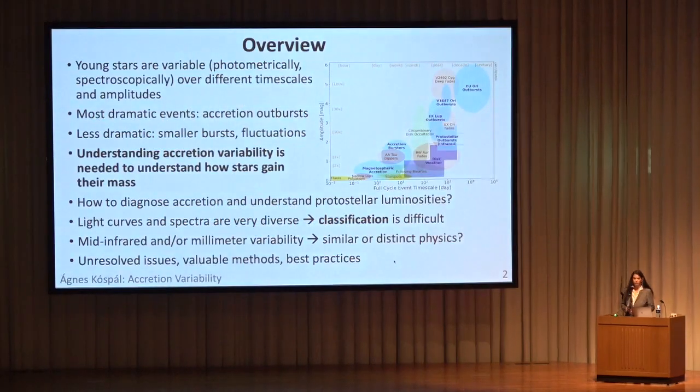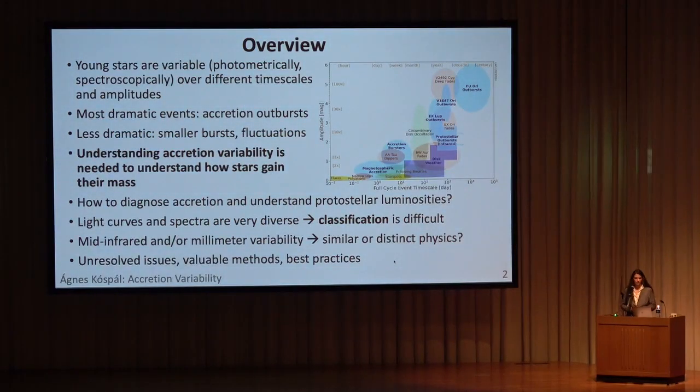So to give you an overview of what I'm going to talk about in the coming 33 minutes, I will focus on accretion variability and what we can learn from it. Young stars are variable, both photometrically and spectroscopically. And they are variable over very different timescales, from the hour to the century. And they are variable at very different amplitudes, from the barely detectable up to or even over 6 magnitudes. The most dramatic events are the accretion outbursts. And I'm going to talk a little bit about the utility or futility of their classification.